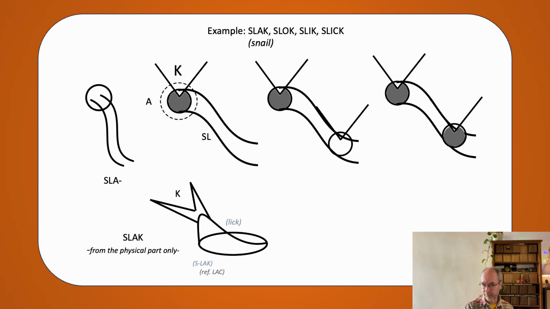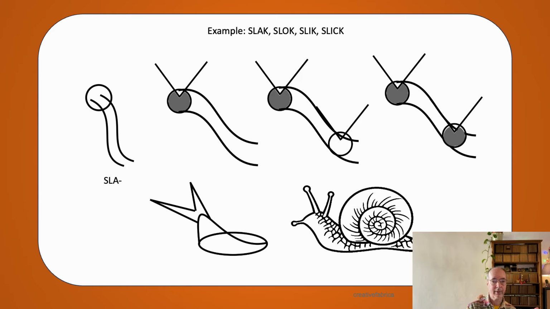But SLAK, so the snail, is recognizable in the head. I also can say something about the part that is missing, but that's not what I'm going to do here. SLAK is very easily associated simply by following the reference points of the letters and how they are combined. Let's go for the next words.